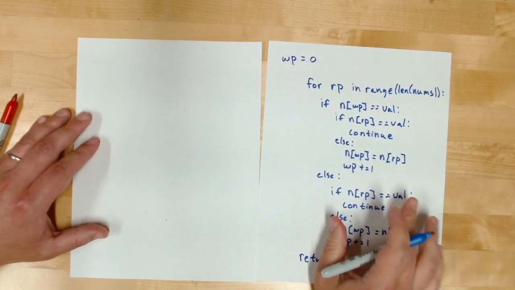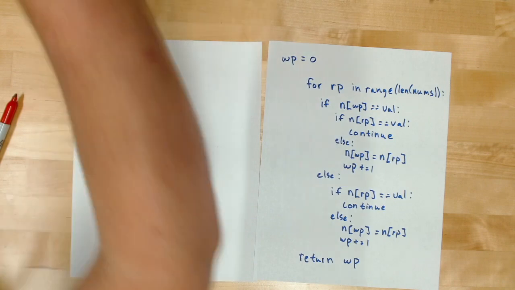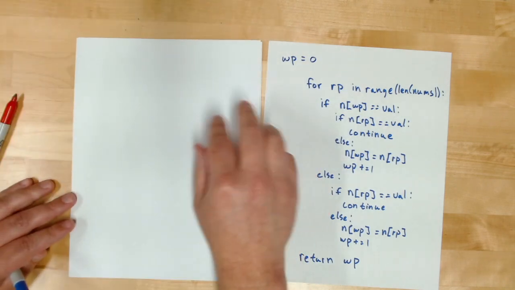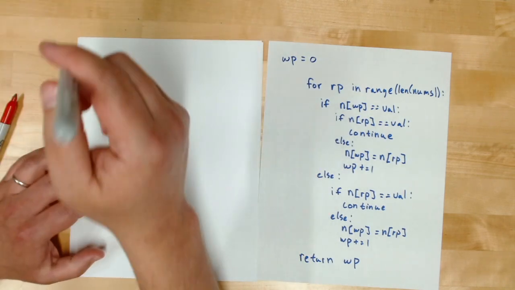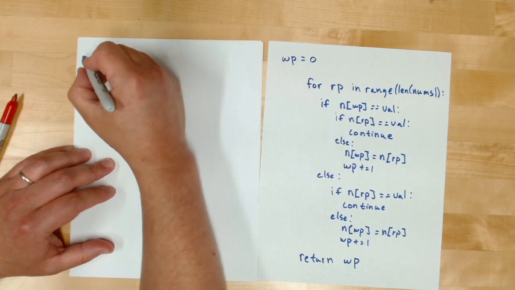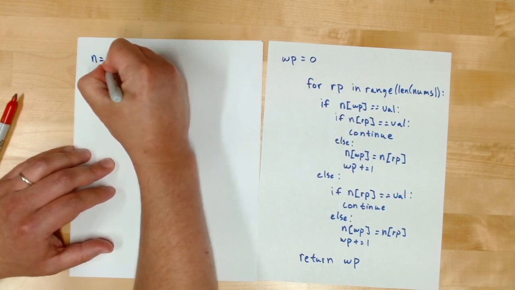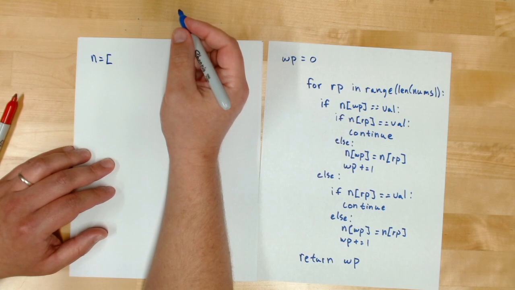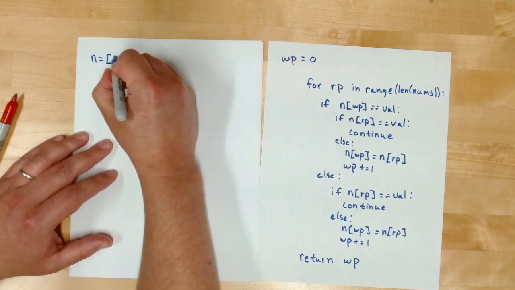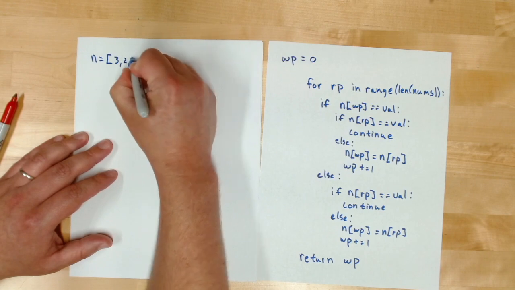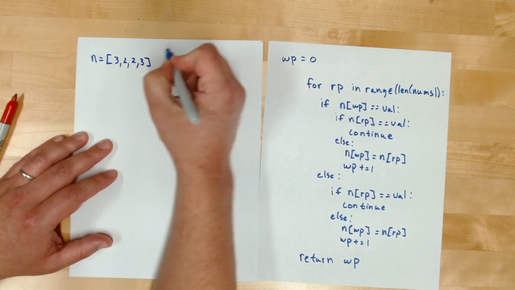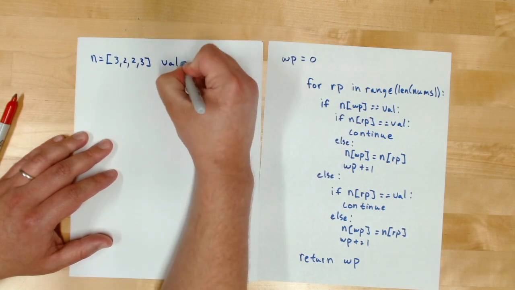Okay, so let's go ahead and let's walk through this. Let's walk through this with a sample array, and we'll show how this is going to work. Let's go ahead and start with the example that we had earlier. So we'll say nums is equal to, and what was it? I sure don't remember. So let's do a different example. 3, 2, 2, 3, where val is 3.